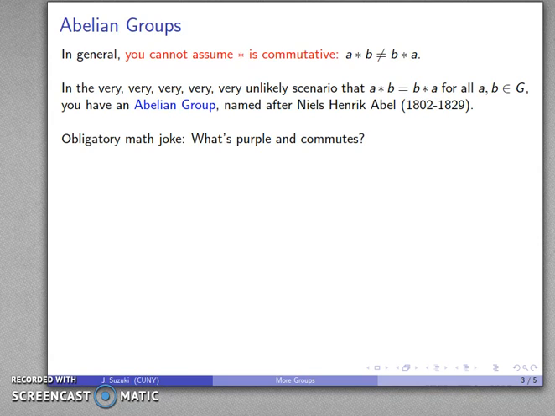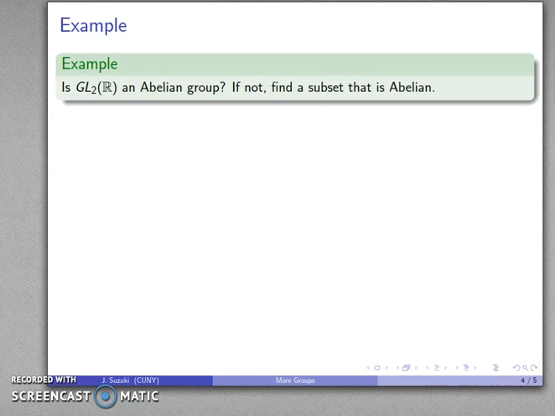And of course, here is an important thing to know as a mathematician. Here's an obligatory math joke. What's purple and commutes? That would be an Abelian group. Ba-dum-ba.